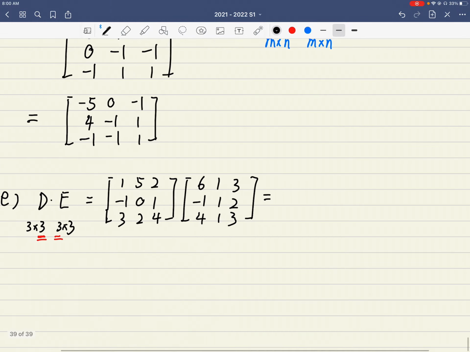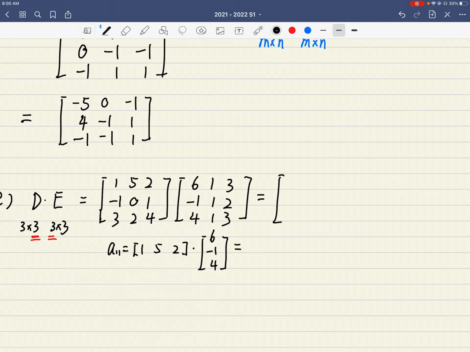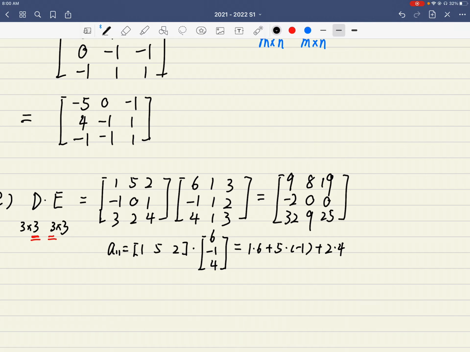Then the results, the 1, 1 entry, right? For example, the 1, 1 entry is first row times first column. So it's 1, 5, 2 times 6, -1, 4. Let's call it A11. The result is 1 times 6 plus 5 times -1 plus 2 times 4. So it's 14 minus 5, it is 9. Then you do the same thing for all other 8 entries. Right, you will get your result.